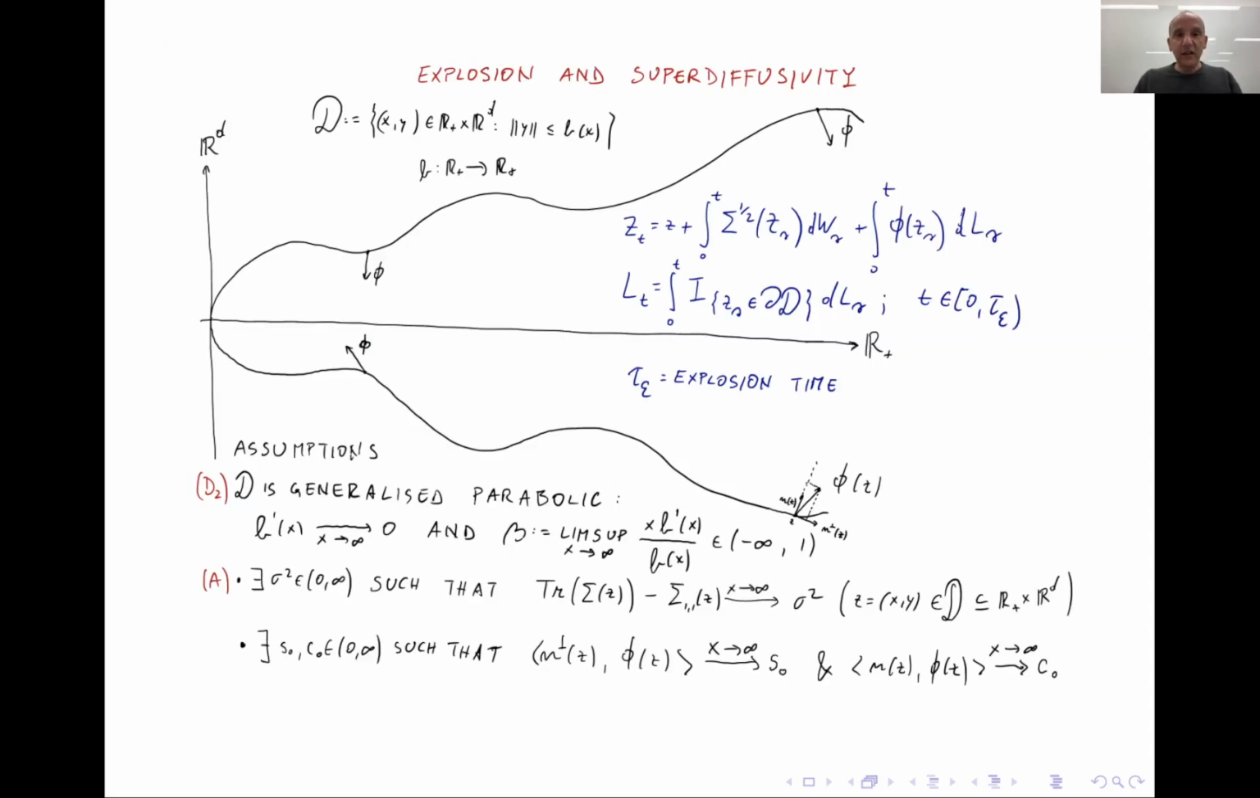Okay. Now, recall that we are interested in a diffusion in a domain D like this, which lives in R^(d+1). So this is the x coordinate, the y coordinate is d-dimensional. The domain is defined by this positive function b. And for each x, this slice of the domain is a disk with radius b of x. Okay, D is a generalized parabolic domain, which means that the derivative of b as x goes to infinity goes to 0, and b is also sublinear because the process needs to interact with the boundary sufficiently to see this phenomenon.